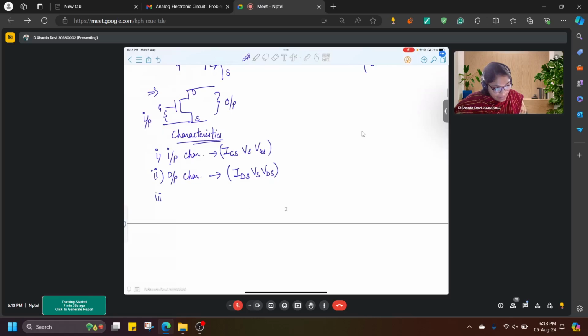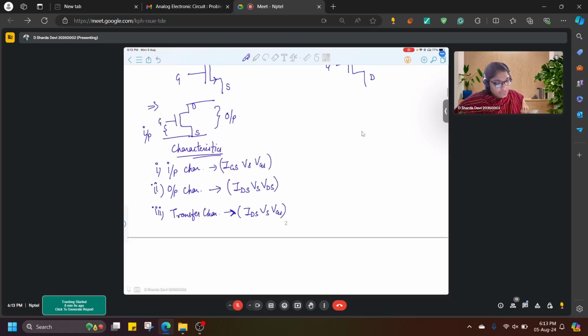There is a third characteristic, which is known as the transfer characteristic. Basically, we will be dealing with voltage and current, so it will take one parameter from the input and another parameter from the output. In transfer characteristics, we will have IDS versus VGS. So these are the three characteristics.